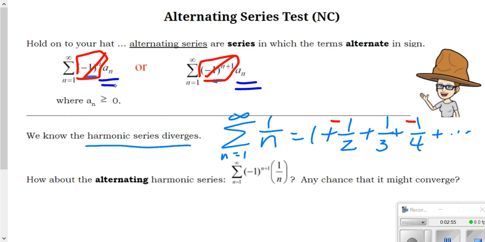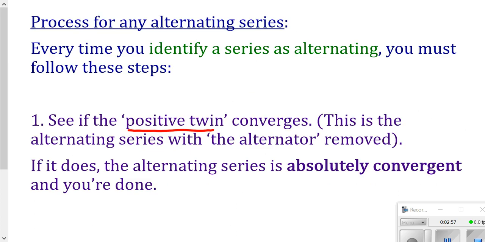is the positive twin. Now, you also could think of this as just taking the absolute value of the terms of your series. You could think of it that way, but I think positive twin is just way more fun to talk about. So you have a positive twin. There's like an evil twin and a good twin, maybe. I don't know. So there's a positive twin.